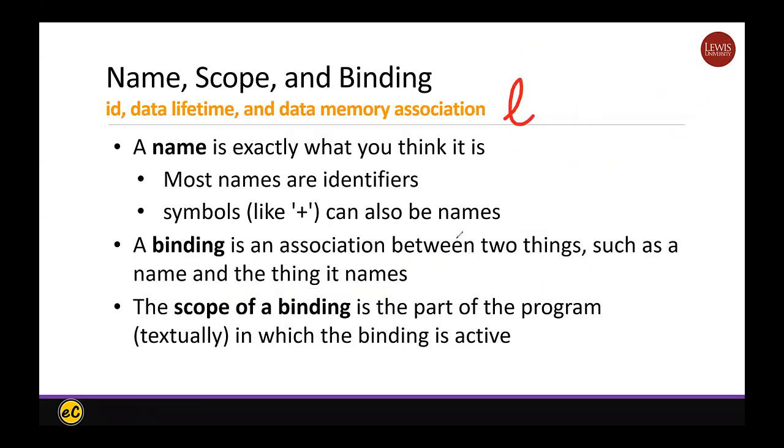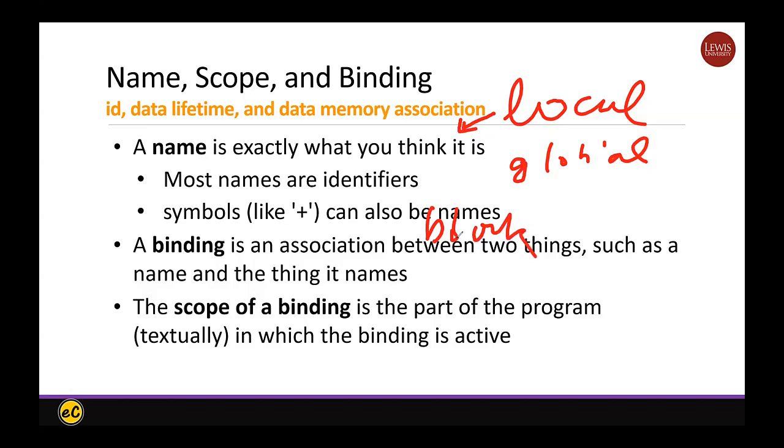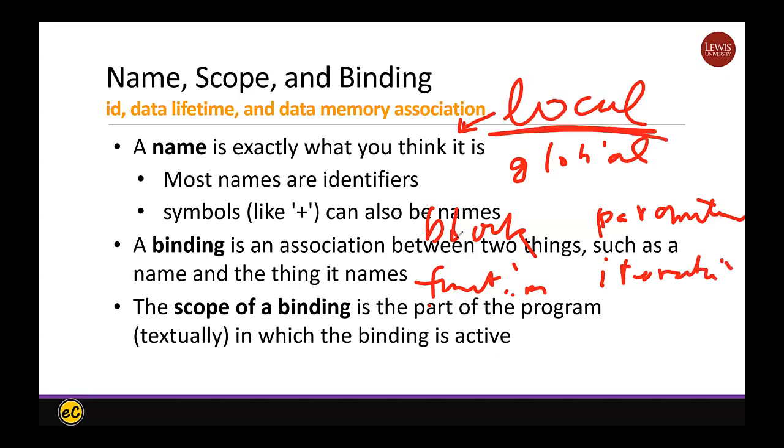There are local variables and global variables. For local variables, you have block-level variables, function-level variables, parameter variables, and per-iteration variables. That's local binding, local scope.